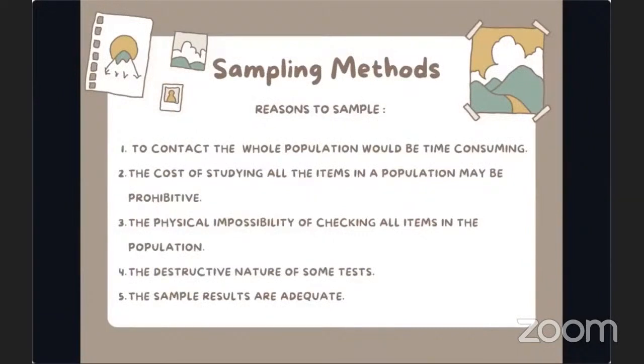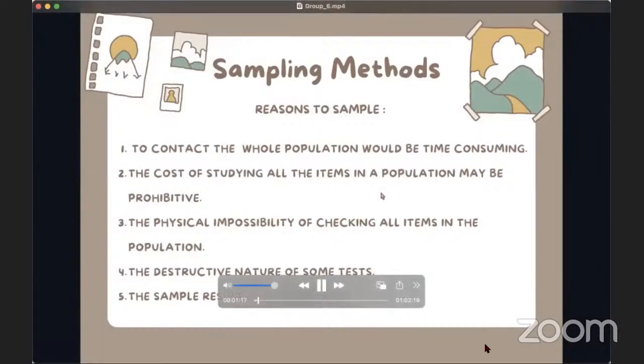Sampling methods. Reasons to sample. 1. To contact the whole population would be time consuming. 2. The cost of studying all the items in the population may be prohibitive. 3. The physical impossibility of checking all items in the population. 4. The destructive nature of some tests. 5. The sample results are adequate.